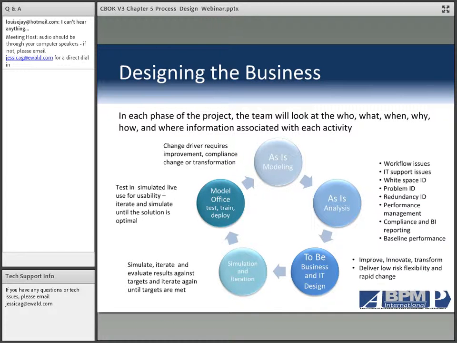When you start to look at process redesign, you find that there are basically, now this can be divided different ways, but basically, there are 5 different phases. As-is or current state modeling, as-is analysis, where are the problems, what are we doing, what are the opportunities? To-be, both business and IT design. How can we fix things? How can we make things better? Simulation and iteration. And that has to be considered to be optional.